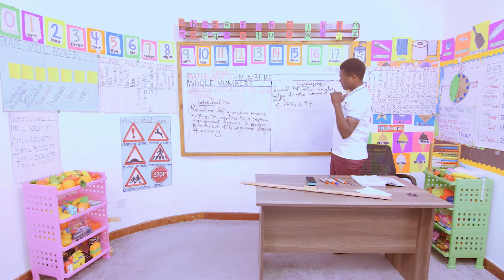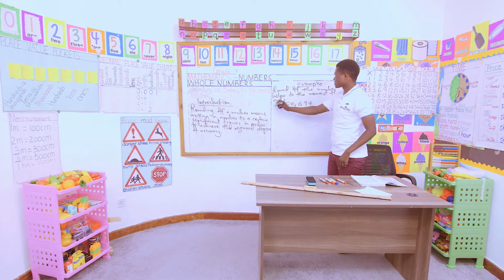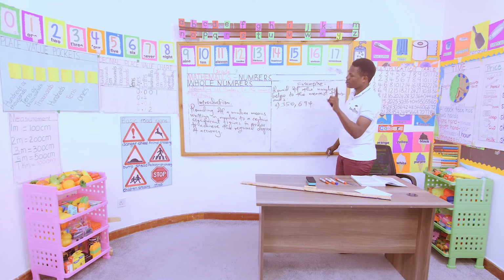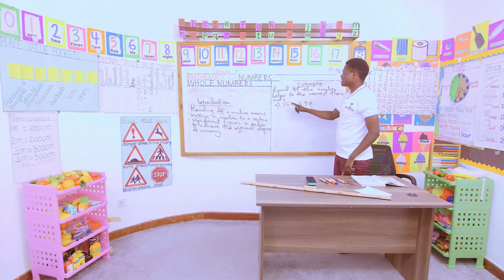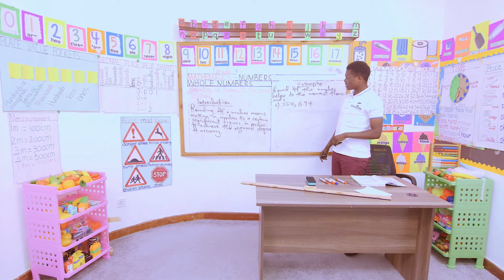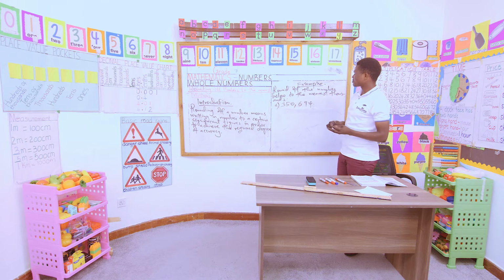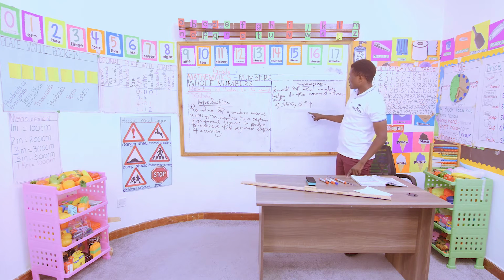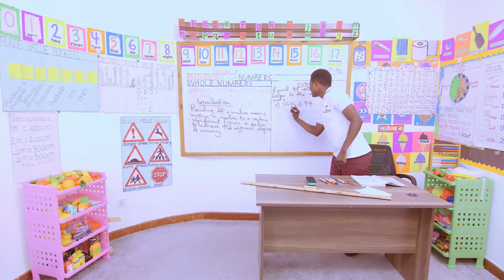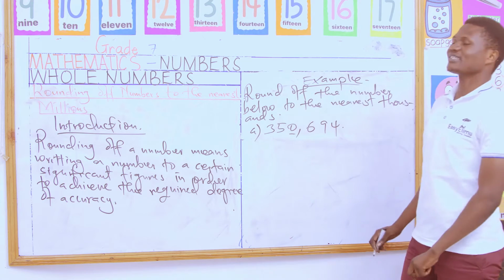In your previous classes, your mathematics teacher must have taught you that, for example, to round off this number to the nearest thousand, first of all, you must be able to identify the digit in the place value, thousands. For example, in this case, class, Peter, what is the digit in the place value of thousands? 0. Good. Because this is ones, tens, hundreds. So our digit in the place value of thousands is 0.